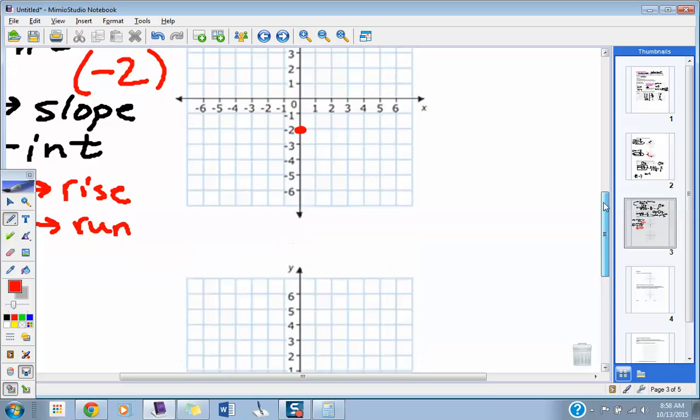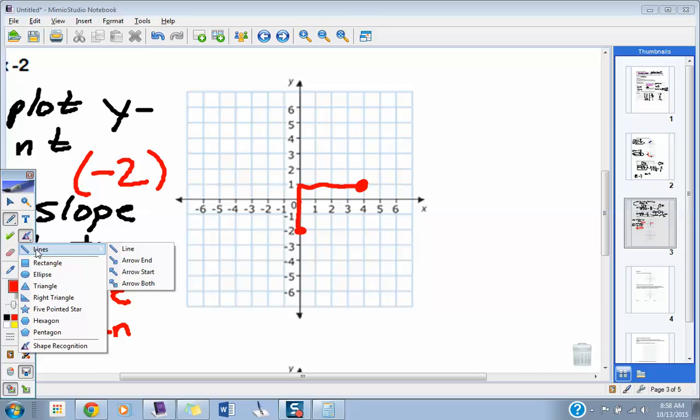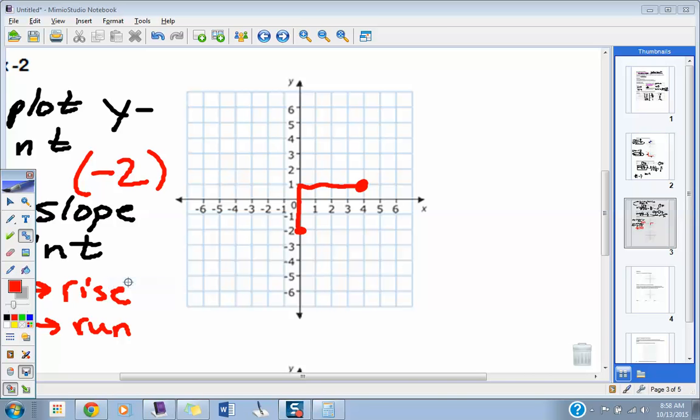On my graph, I'm going to move up 3 units. So I'm going to go up 1, 2, 3, right? Then over 1, 2, 3, 4. And there's a second point. And once you have those 2 points plotted, it's simply a matter of making sure you've got it graphed correctly. So with a straight edge, like a lunch ticket or something, this is what your graph is going to look like.